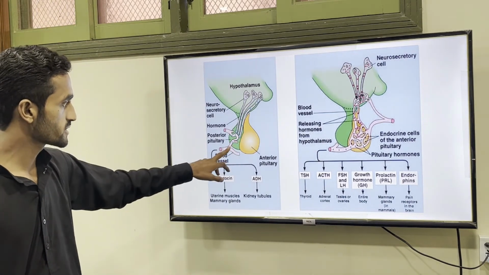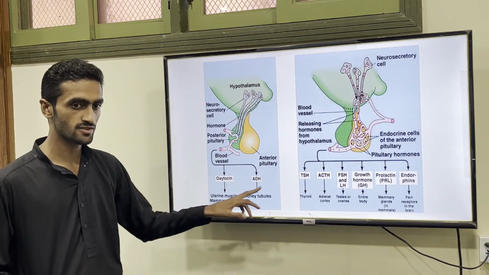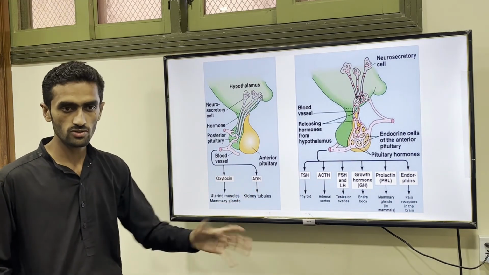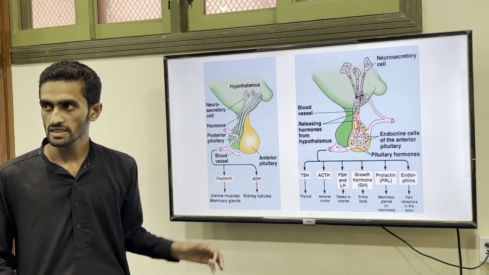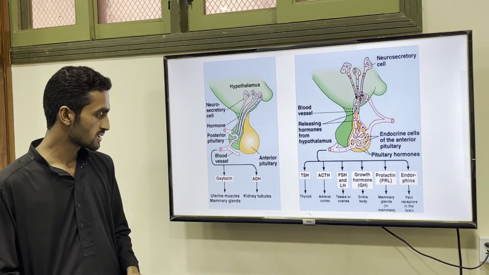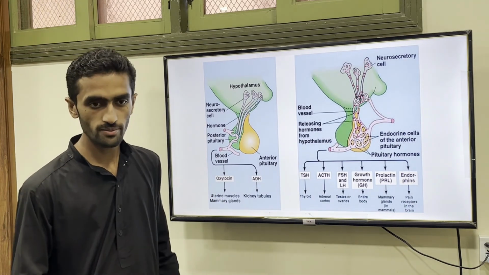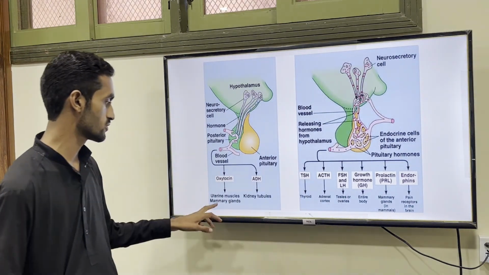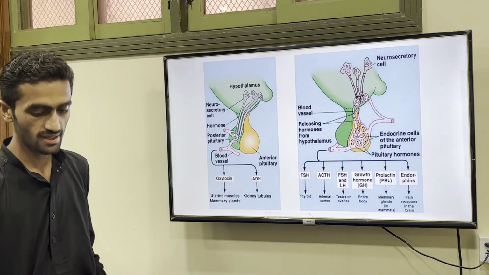And if you look at the posterior pituitary hormones, the oxytocin and the ADH. ADH goes to the kidney to control the water balance, while prolactin produces the milk and oxytocin causes milk ejection. So it acts on muscle and the mammary gland. So this is all about the anatomy of your pituitary gland. Later on we will see something more. Thank you.